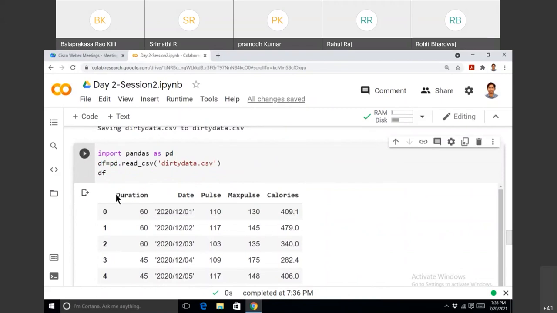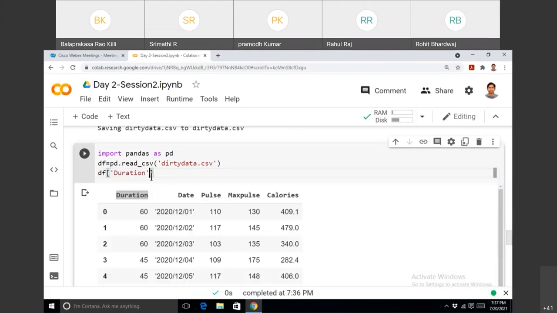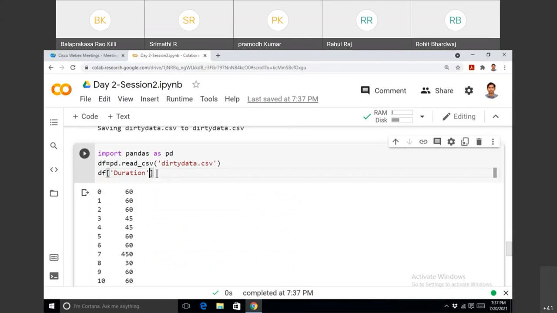Now you see, these are the column names. This is column name one, this is column name two, this is column name three. So now if you want to access an individual column, how to access? You see, these are the column names. If I wanted to access duration, you give df.duration.